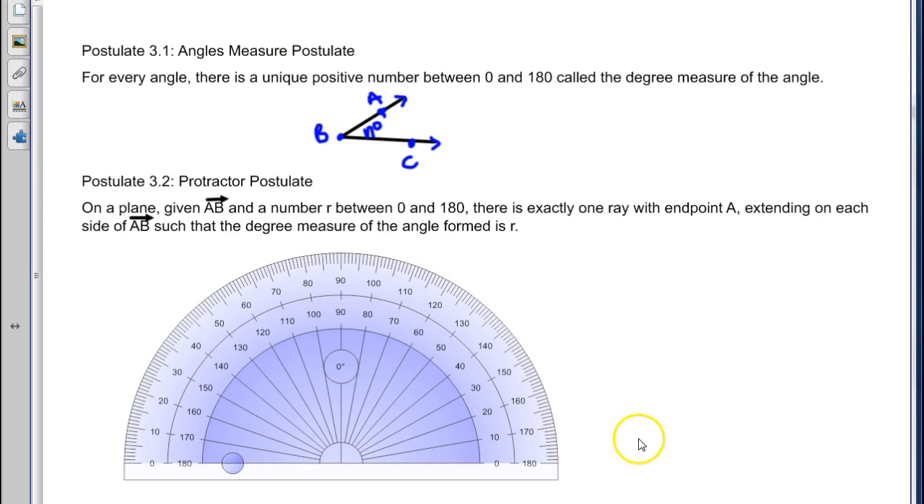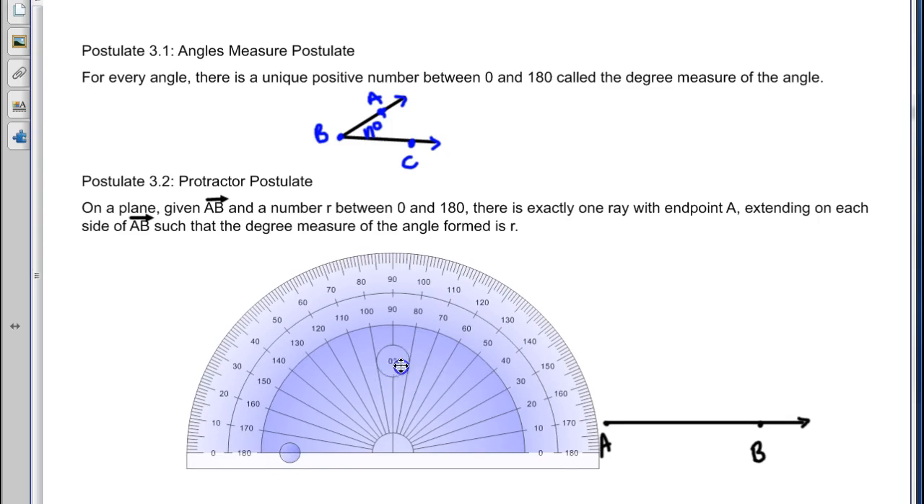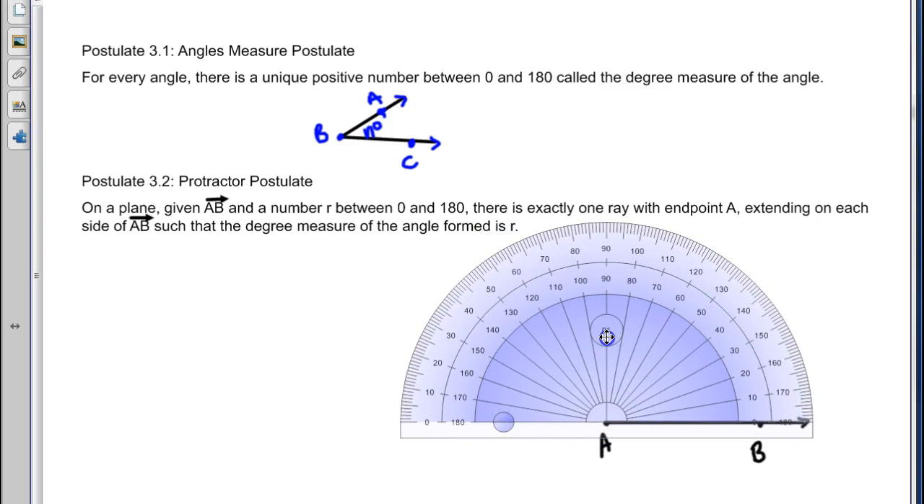If I have a ray, and they're calling it AB, let's see if I can get a ray drawn here. So there's a line segment. Let's make it a ray. How do I make it a ray? I'll just add an endpoint there, and an arrowhead there. So I have an endpoint here, and I have ray AB, and it's saying, okay, I can draw an angle here.